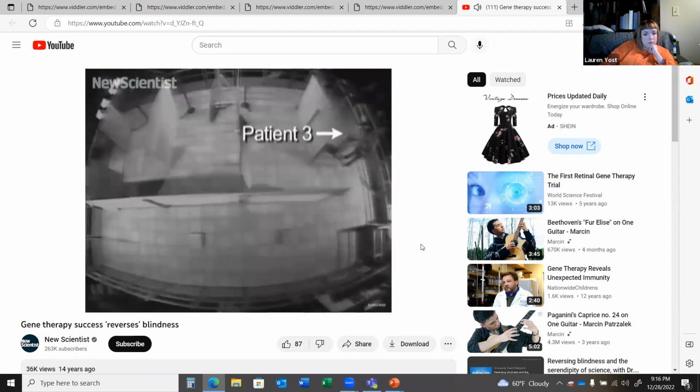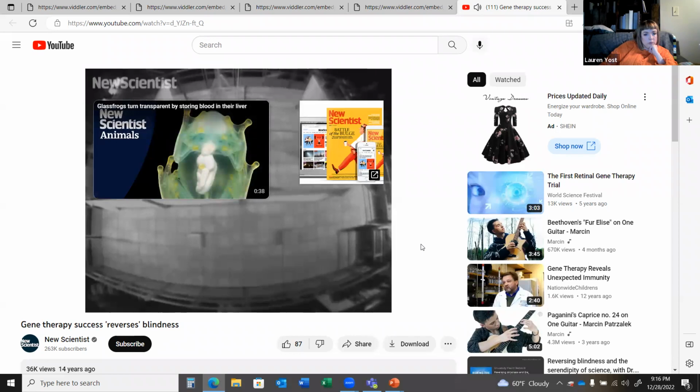6 months after the treatment, the patient showed a dramatic improvement. He was able to make his way through the maze in 14 seconds without bumping into anything or getting disoriented. He was one of 4 patients that showed an improvement. The treatment also proved to be safe, which has not been the case with previous gene therapy trials.